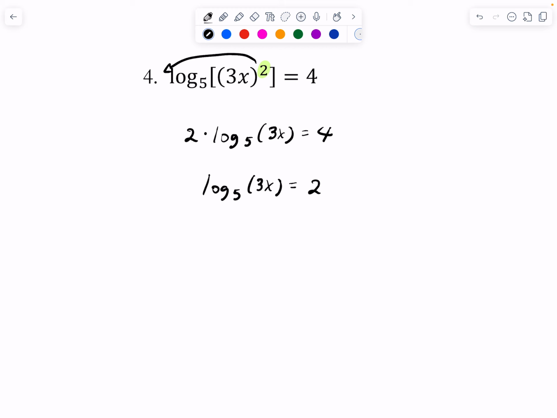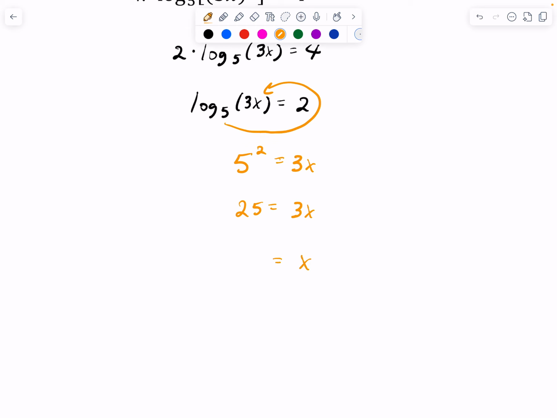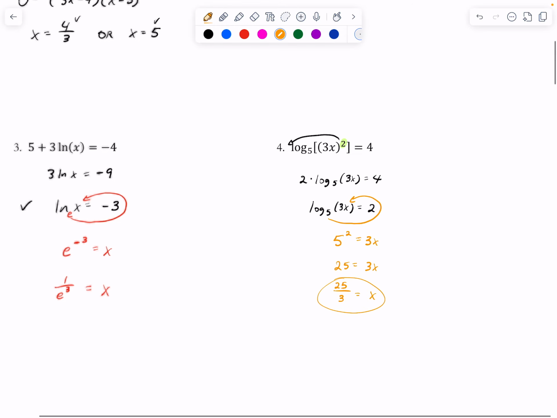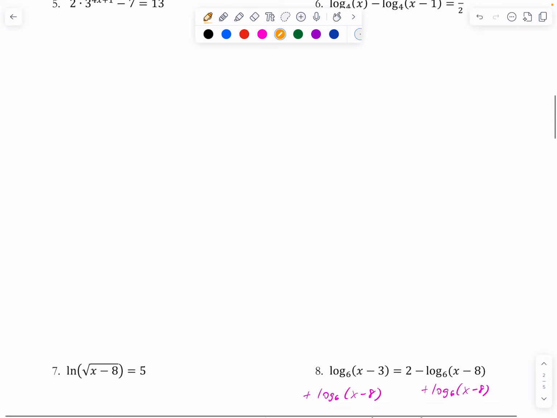So now I'm going to rewrite this as an exponential equation. 5 to the 2nd power equals 3x. So that gives me 25 equals 3x, or x equals 25 over 3. Feel free to write it as a decimal or as a mixed number, it's your call. I'm going to leave it as improper, and then just take a look and make sure you don't have any negative issues, and we do not, right? Everything would be positive. Okay, so that's 1, 3, and 4 down. Let's keep going. I'm going to do 5, 6, and 7.